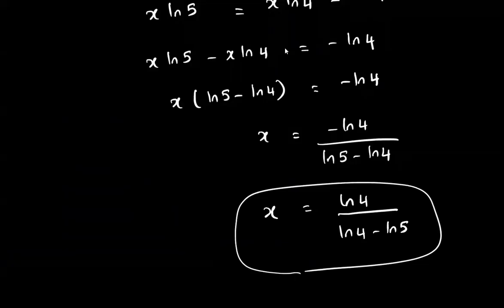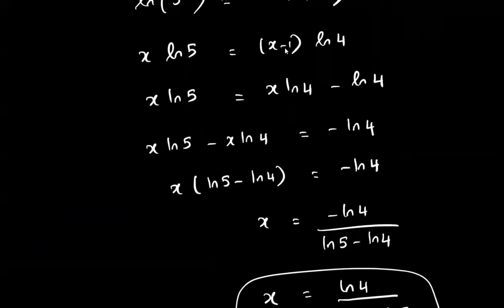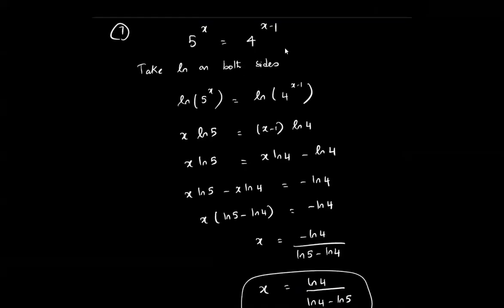Okay. And that's how you do a problem where you have two exponents of different bases on the left and the right-hand side.